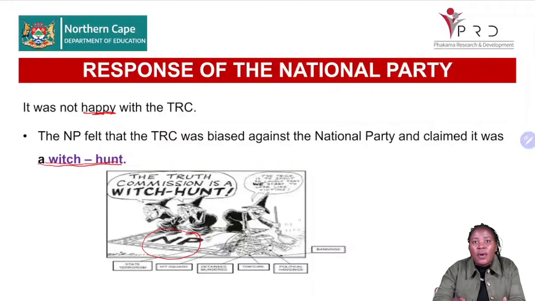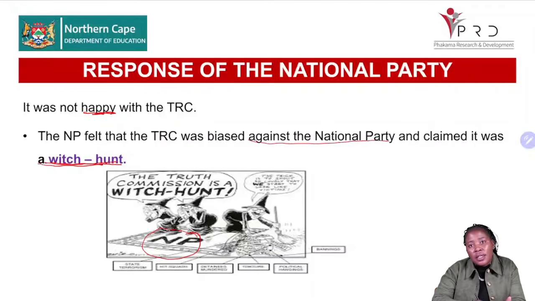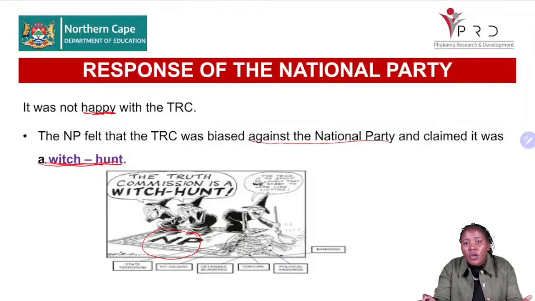So now I want you to understand this. The National Party was against the TRC, was not satisfied with the work of the TRC. They acted up regarding the TRC as a witch hunt. They felt that the TRC was against the National Party. It was investigating the crimes that were committed by the National Party with the purpose of undermining them, with the purpose of exposing them. So they felt that the TRC was not in their favor.